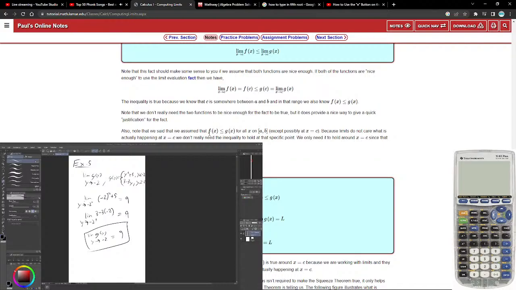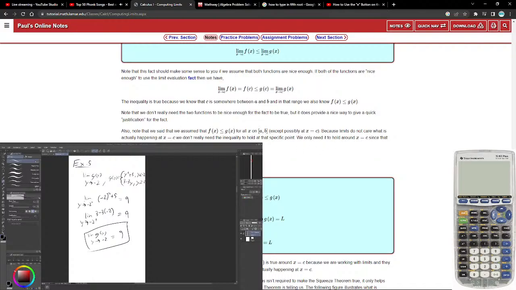Also note that we assume that f of x is less than or equal to g of x for all x on AB, except possibly at x equals c, because limits do not care what is actually happening at x equals c. We don't really need the inequality to hold at a specific point. We only need it to hold around x equals c, since that is what the limit is concerned about.